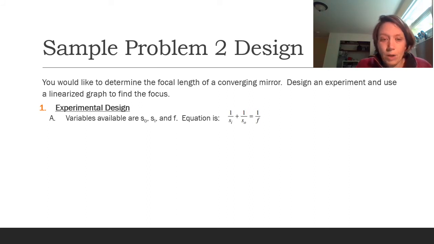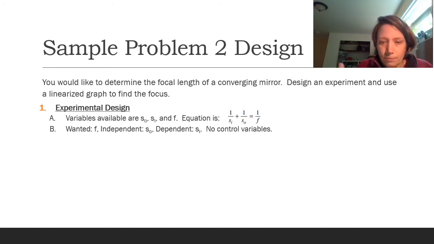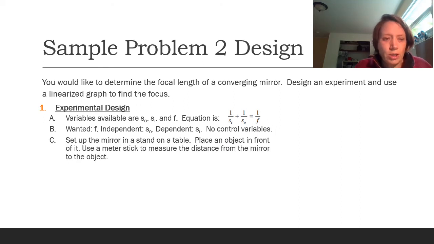When you think about those variables, the equation that should jump out to you that you're going to be linearizing is the thin mirror and thin lens equation, which is one of the only ones that we've gotten so far from this unit: 1 over SI plus 1 over SO equals 1 over F. In that equation, the wanted value is the focal length. The independent value, the one that I can control, is probably the object distance, because I can move that object around or move the lens or the mirror around. And the dependent is going to be the image location, so I will be measuring where that image ends up appearing. Again, I don't have to have any control variables because there are only 3 in that equation.